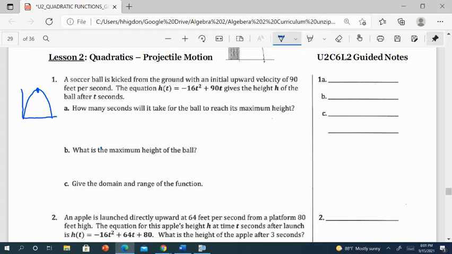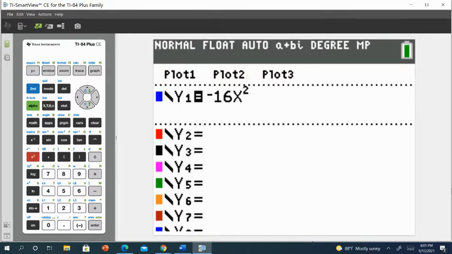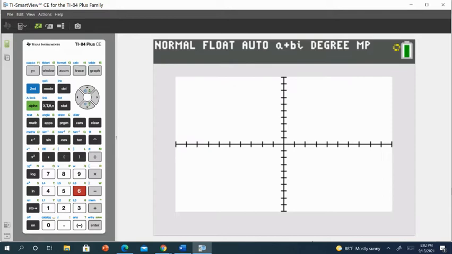To do this, what we need to do is go to y equals. So we're going to go to the calculator, and we're going to take this equation and put it into y equals. The h of t is the same thing as y, and the t, we can't use a t in the graphing calculator. We're going to have to use an x. So let's go to the graphing calculator. We're going to go to y equals. We're going to put in the negative 16, use the x squared, plus 90x. And then we're going to graph this. I'm going to hit zoom 6 because I'm not sure what I've done on the calculator recently.